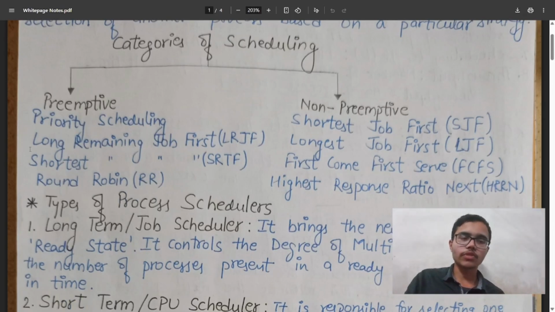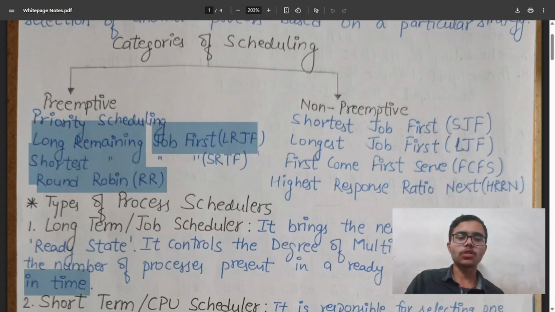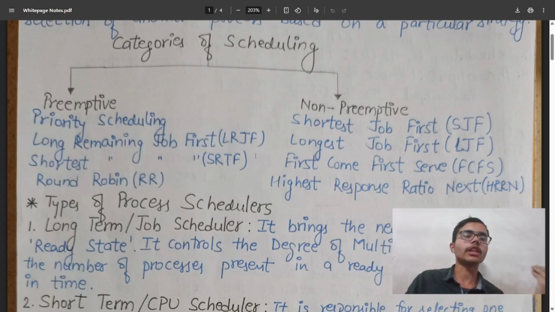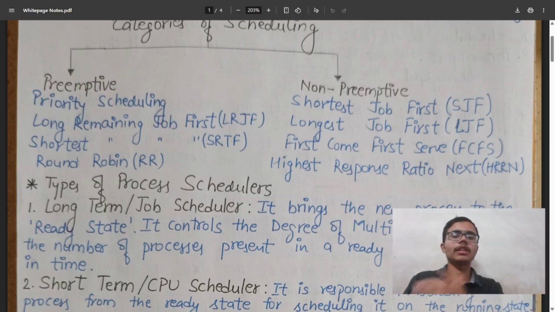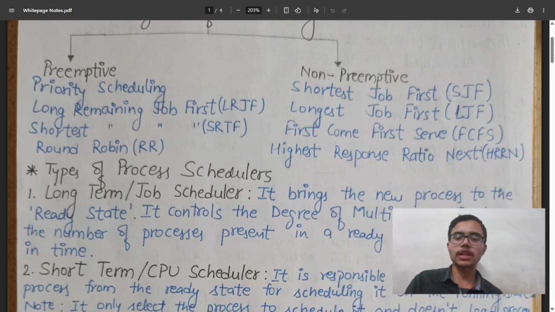LRJF, I know the working of this algorithm, I just forget whether it is preemptive or not. So I used to remember it like this. Shortest remaining time first is a preemptive algorithm. Round robin, we know there is a time quantum given and we have to context switch. Non-preemptive algorithms are shortest job first, longest job first, first come first serve, and highest response ratio next.